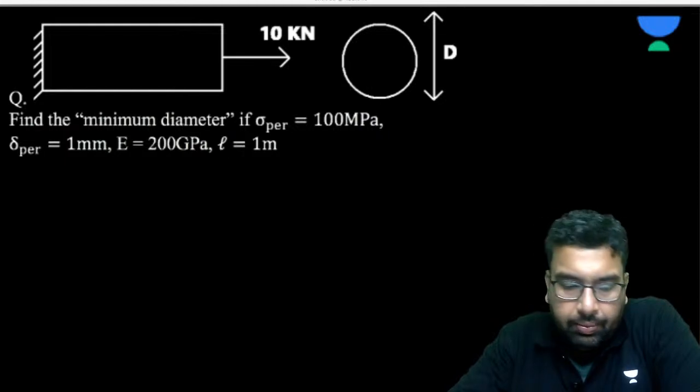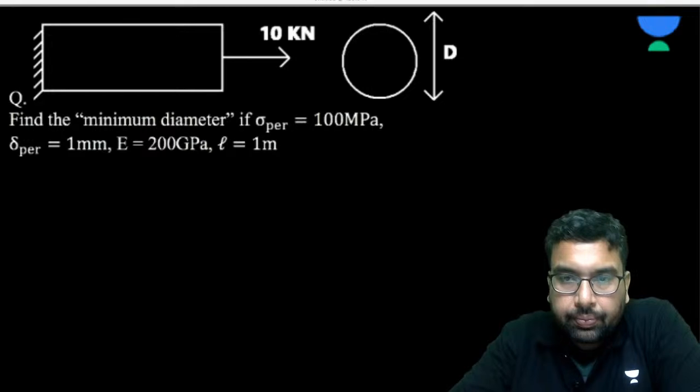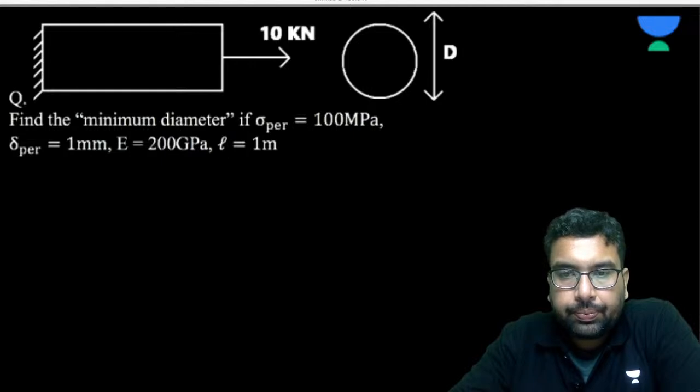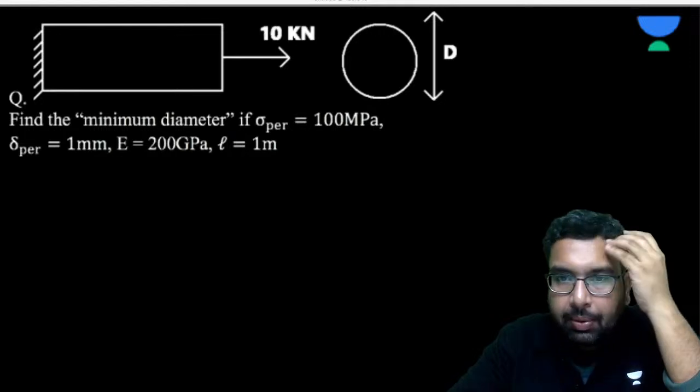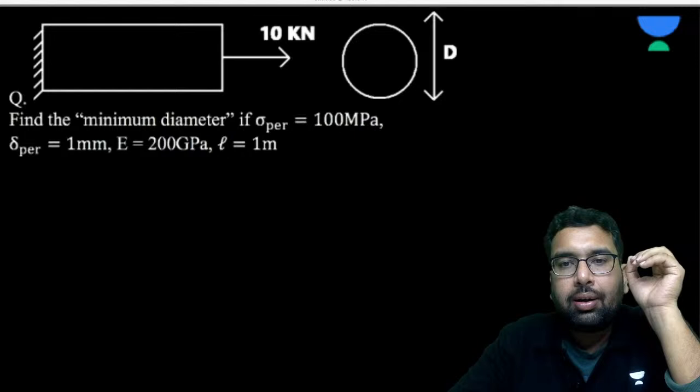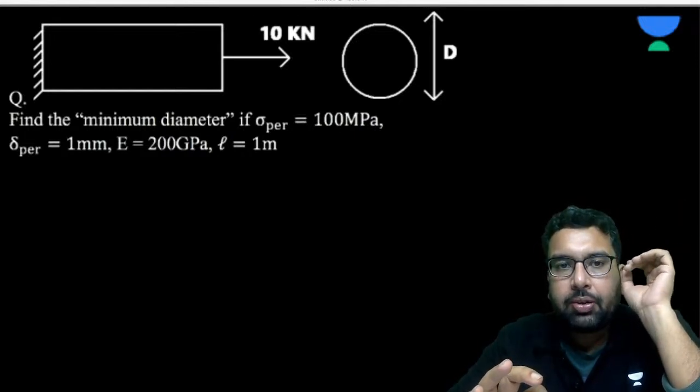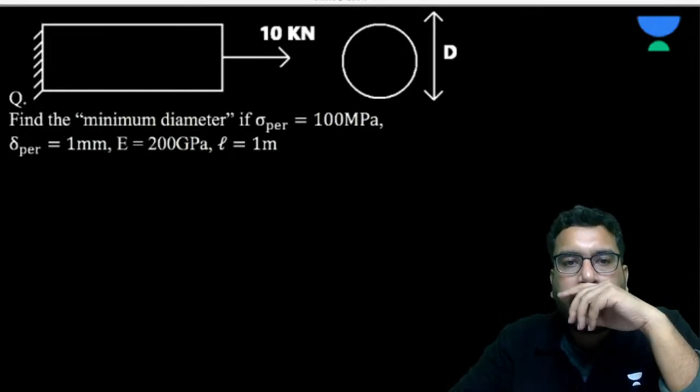Please answer me. Please try it. I'm very sure we can do it. Please get me the minimum diameter required so that this component will be safe. What is the safe condition? At what minimum diameter must I make this body so that it comes under this condition, that permissible stress is 100 and permissible elongation is 1 mm? Can you please try it? I'm very sure we can do it. Please go for it.